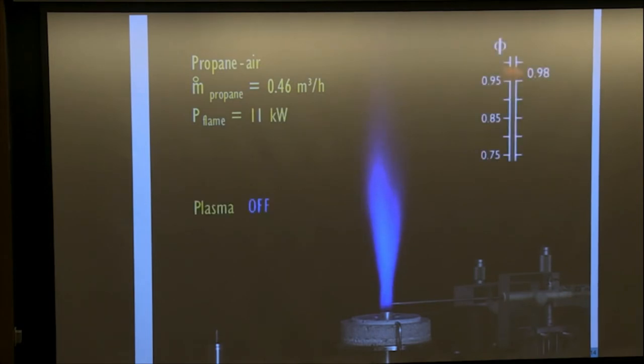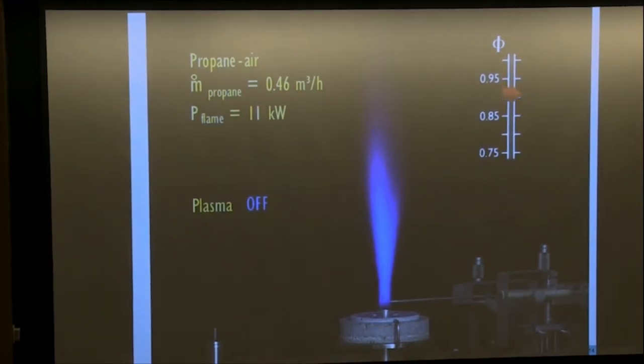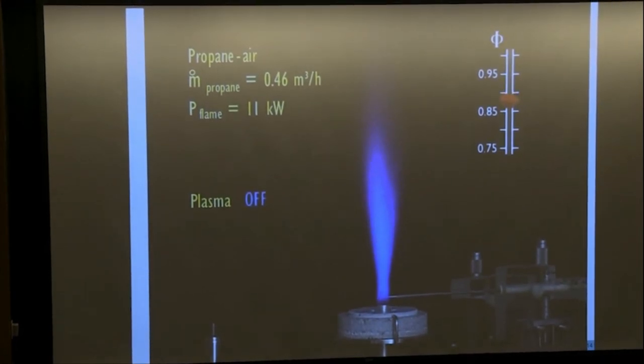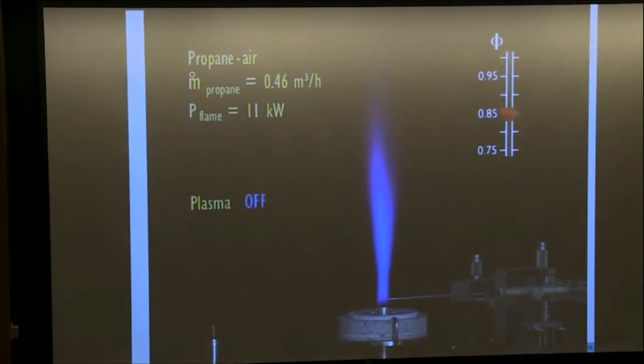But if you make it leaner and leaner, without plasma, you decrease the temperature, as expected. When the flame gets too lean, it starts having problems. It wants to quench. You see at the bottom here, it starts shaking. Now you're close to quenching. You can see it quenches actually from time to time.